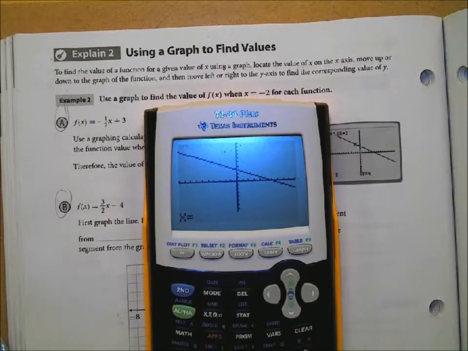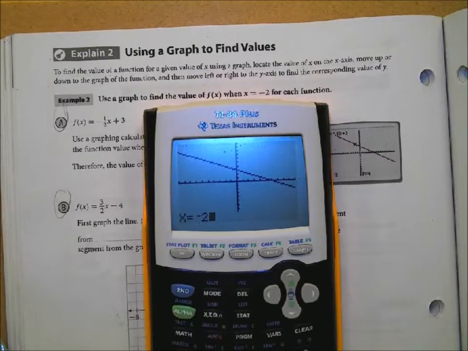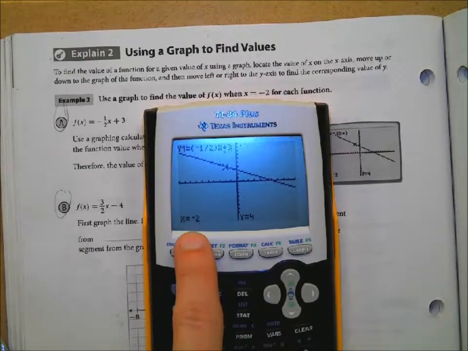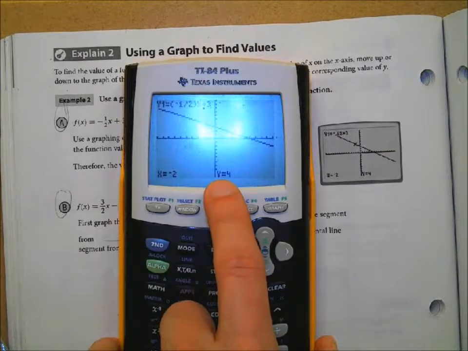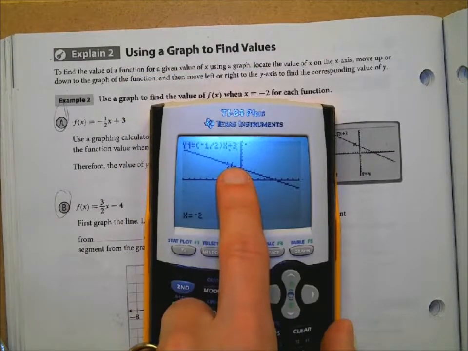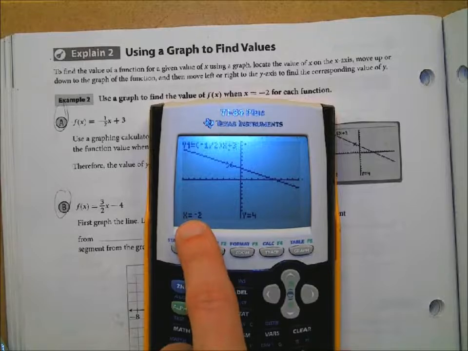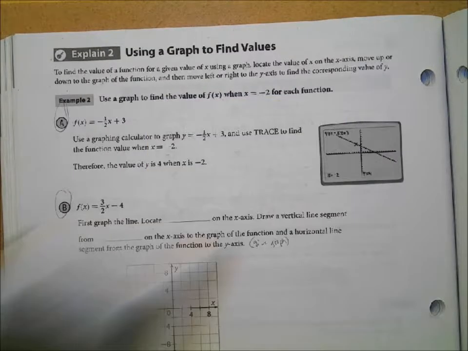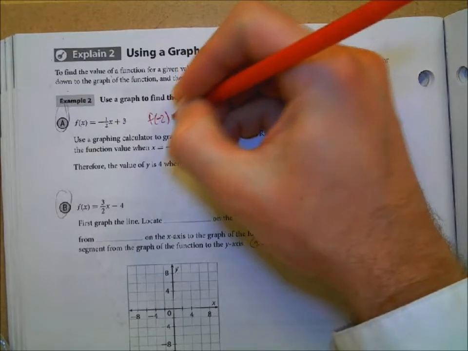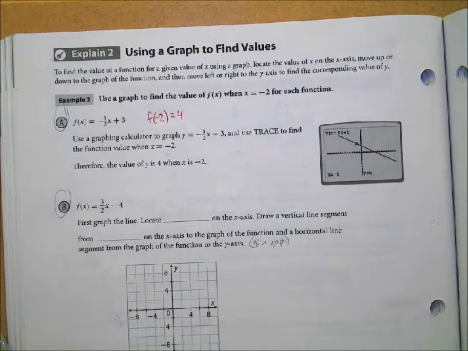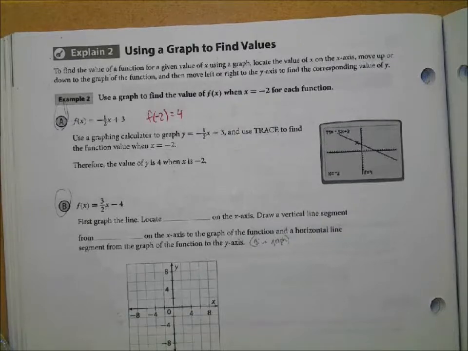-2. Type in -2, hit enter, and it gives you x equals -2, y is, you see it? 4, and it gives you the point right there on your graph. Okay, so when x is -2, the value of the function is 4. So we can write here f of -2 equals 4. Okay? Let's do the same thing here for letter B.